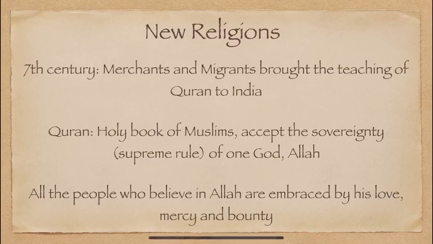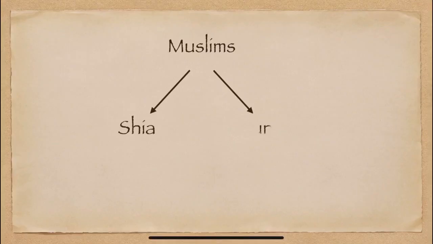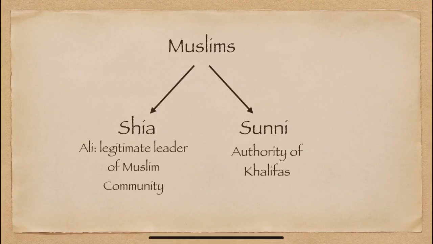Now, Muslims are also divided into Shia and Sunni Muslims. Shia believe that Muhammad's son-in-law, Ali, is the true leader of Muslims, whereas Sunni believed that Khalifas should lead them. So, that is how Muslims are divided into Shia and Sunni. I hope I am clear.